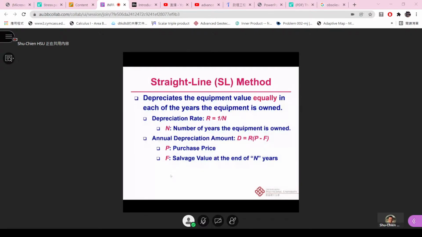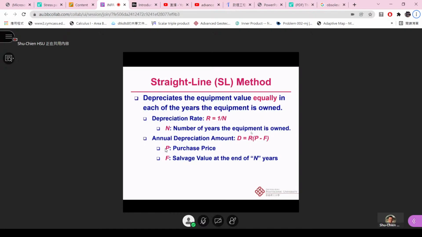So the concept of the straight line method is very straightforward, just like the name shows. It depreciates the equipment value equally in each year that the equipment is owned. And you have the depreciation rate R, which is equal to 1 divided by N, where N is the number of years that the equipment is owned. It really depends on how long we are going to use this equipment, so we depreciate it equally every year.